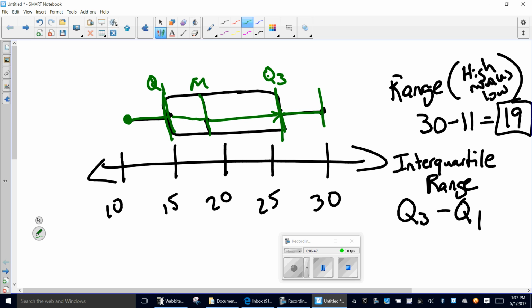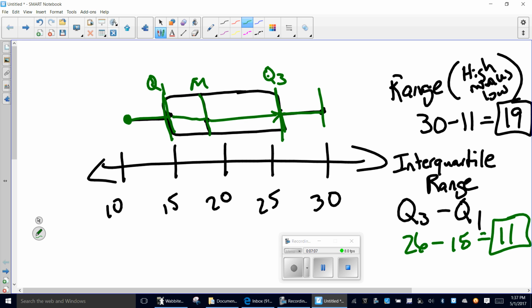26 minus what? 15. So what's the interquartile range? 11. Any questions? That is a big question on the Algebra 1 SOL. The interquartile range. Okay. The other question is this.